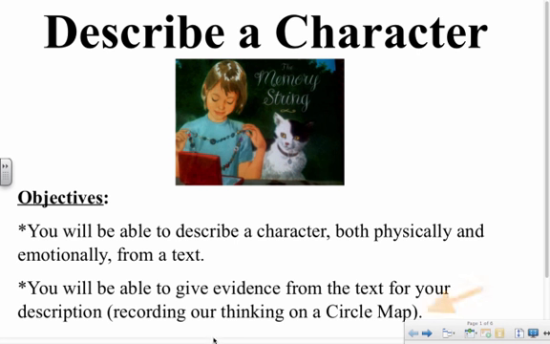And a common tool that we will be using to record these descriptions of characters is a circle map. So this video shows for you and reviews for you one way we can go about describing characters in the form of a circle map.